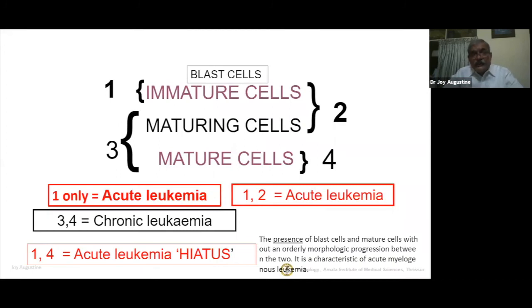Now, if you divide the cells into groups, you have immature cells, maturing cells, and mature cells. If you find immature cells only, it's acute leukemia. If you find immature cells and maturing cells, it's acute leukemia. If you find maturing cells and mature cells, then it's likely to be a chronic leukemia. And if you find immature cells and fully mature cells and no intermediate forms, it's also an acute leukemia. This phenomenon is known as hiatus leukemicus. Now it's given in the older textbooks. It is no longer used as a diagnostic feature, but still useful to know.